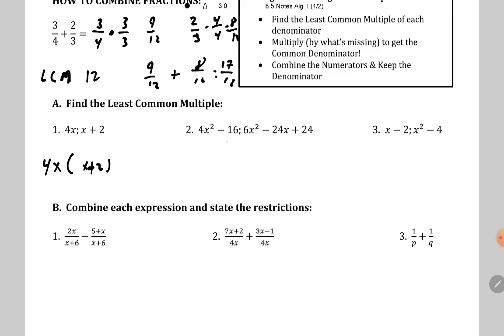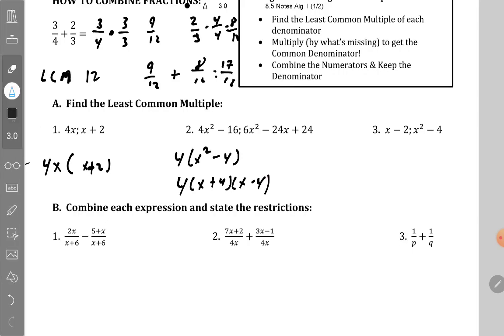Part 2, you want to factor. So factor everything. I'm going to pull out a 4, and I'm going to get x squared minus 16. X squared minus 16 becomes x plus 4. Oh, sorry, wait. If I pull out a 4, I'll get x squared minus 4. And this is going to become 4 times x plus 2, x minus 2. Okay, that's my first number.